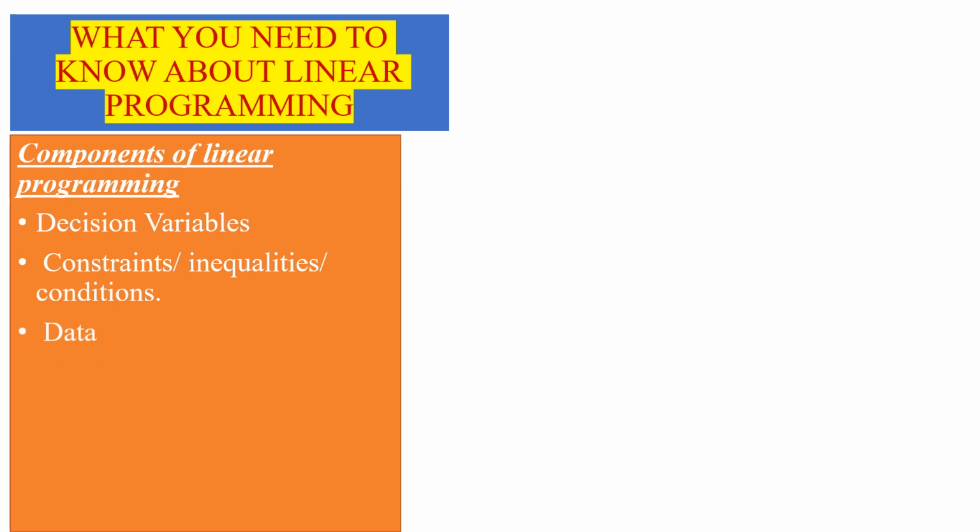Then we have data, the information given, and then we also have the objective function. The objective function is also called an optimization function. When we are writing an objective function, it is always written in this form. It can be cost or profit, so it should be in the form of ax plus by.